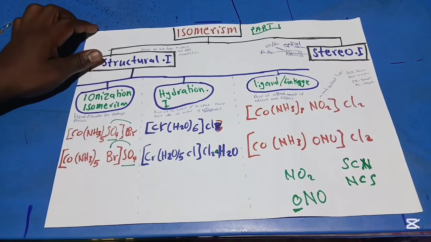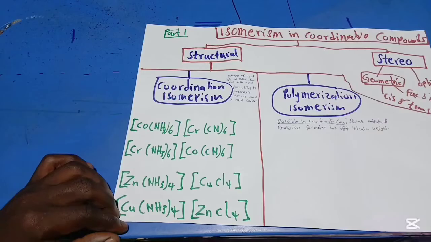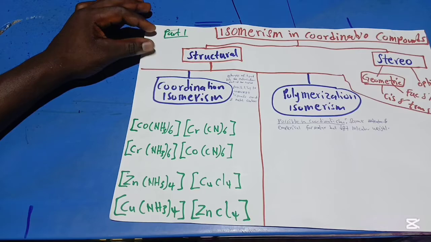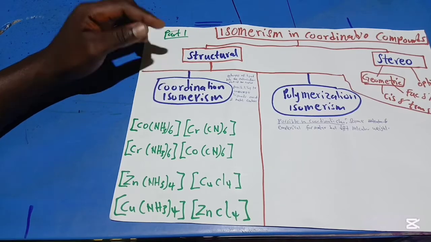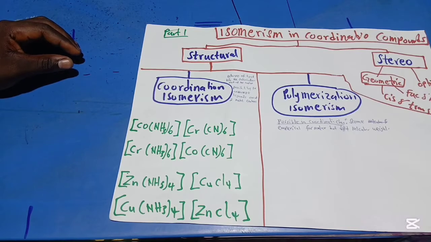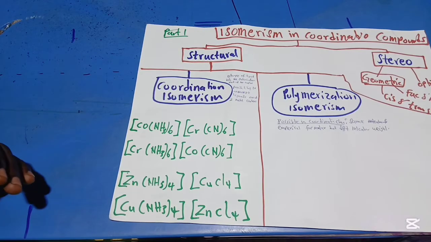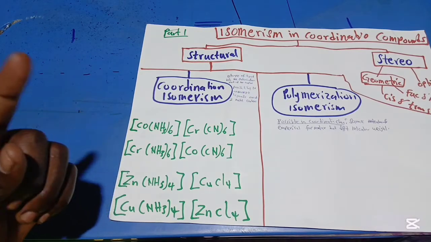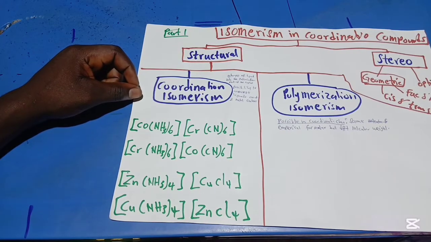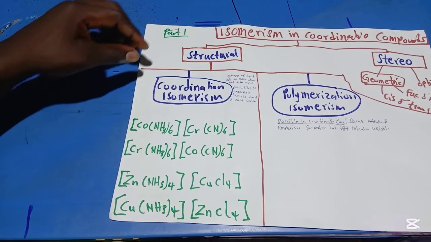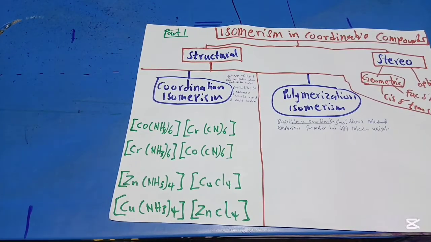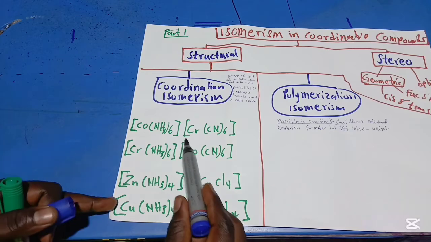So now let's look at the other two types of structural isomerism: coordination isomerism and polymerization isomerism. In coordination complexes, the types of structural isomerism we can get are ionization, hydration, and ligand or linkage isomerism, and these others. Okay, let's continue. So coordination isomerism. For this kind of isomerism, look at this pair of complexes very carefully.